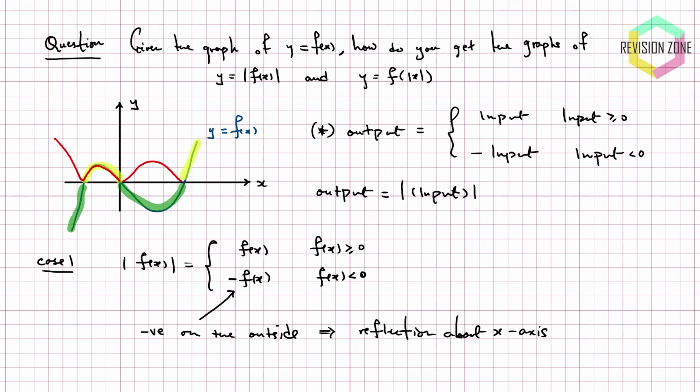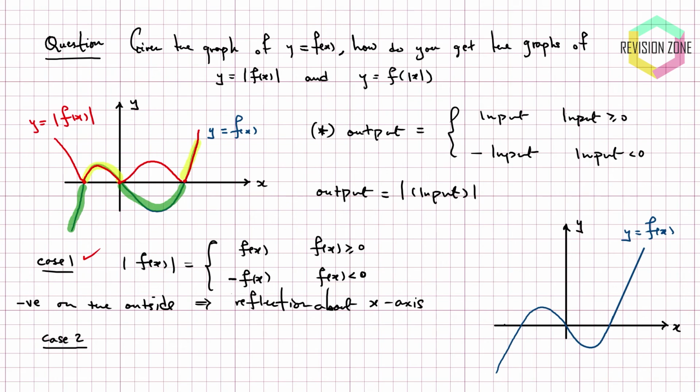So this graph now that I'm drawing in red is actually the graph of the modulus function of f of x. So maybe I can just write that here. So this is y equals the modulus of f of x. So we've been able to figure out in case 1 how to draw the graph of the transformed function. I've made a bit more room so we can adequately address case 2.